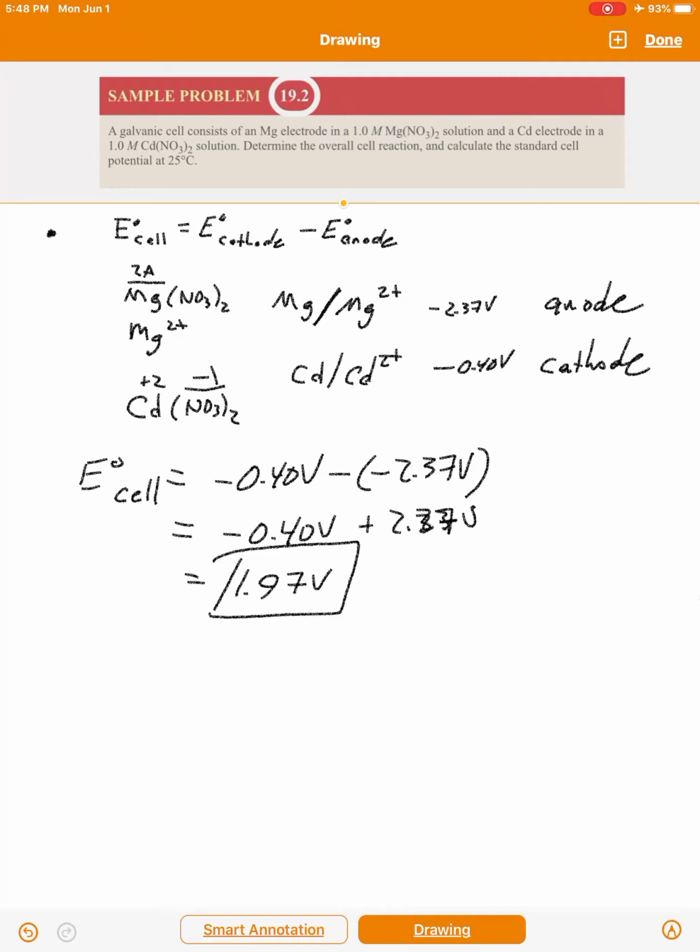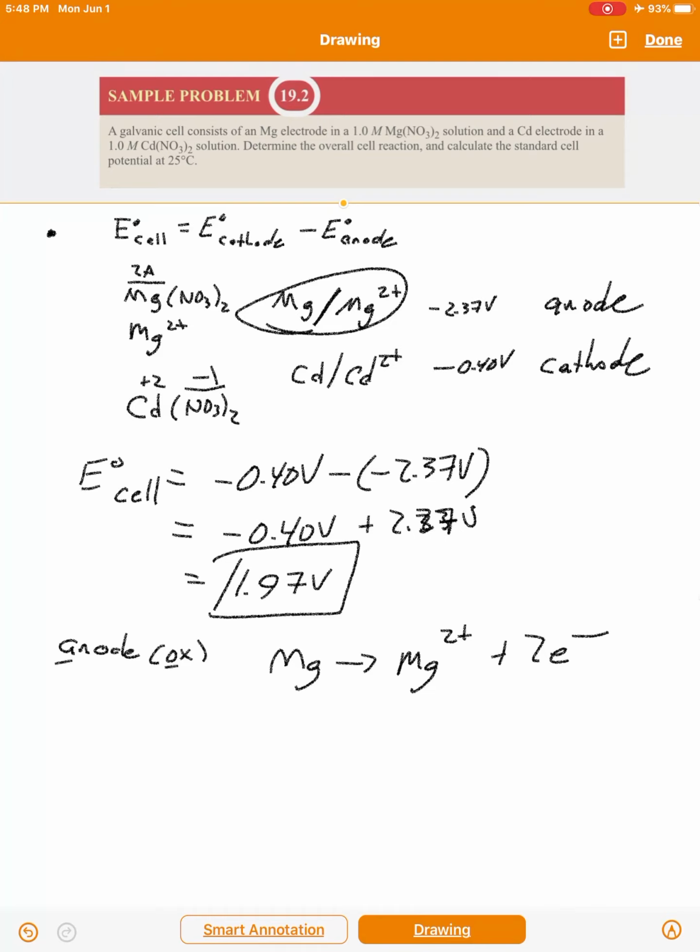It also says to determine the overall cell reaction. That's easy enough. The anode is oxidation. They both start with vowels. So that means that this is going to be oxidation. So it's Mg goes to Mg2+ plus 2 electrons. The cathode is reduction. Okay, that's this one. So that would be Cd2+ plus 2 electrons goes to Cd.